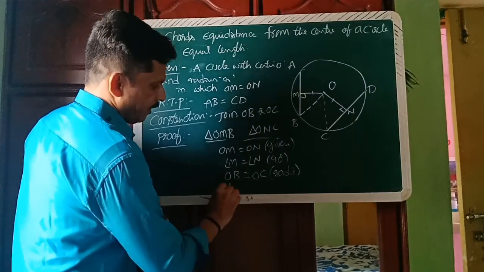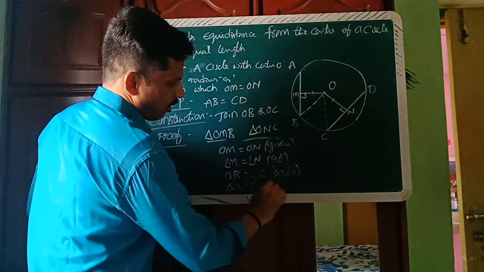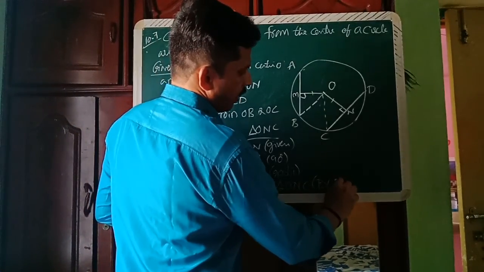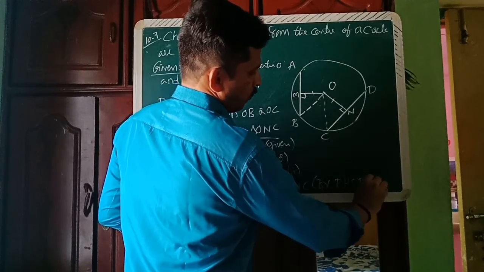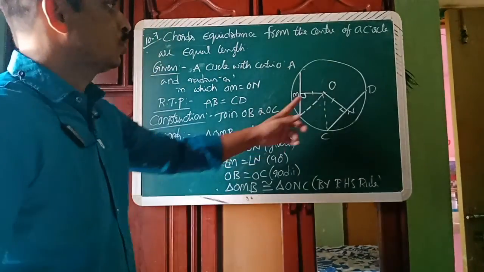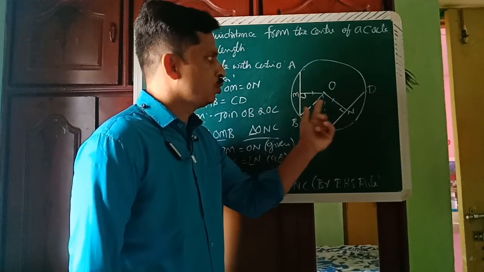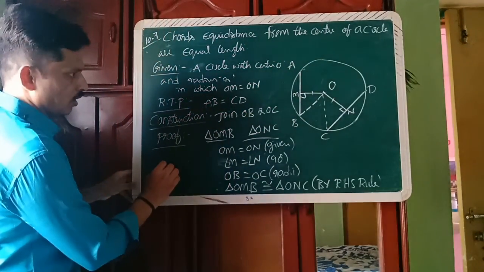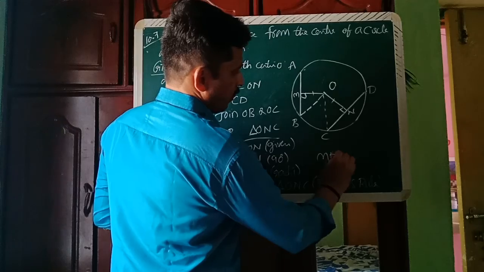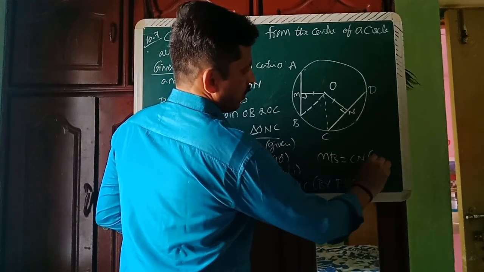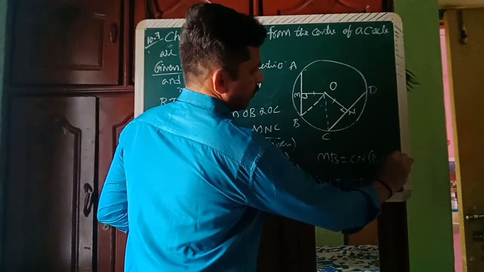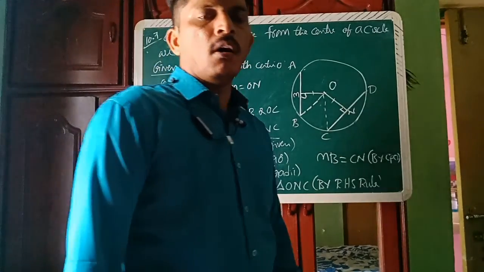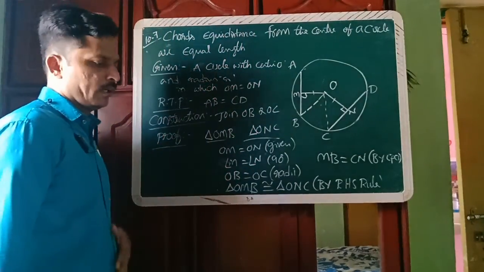Therefore, triangle OMB is congruent to triangle ONC by RHS rule. These two triangles are congruent, which means these two triangles will coincide. Therefore, MB is equal to CN by CPCT, corresponding parts of congruent triangles are equal. This is our theorem 10.7.